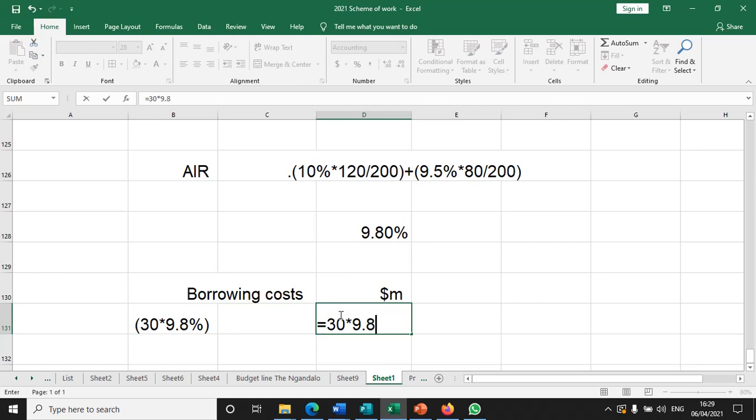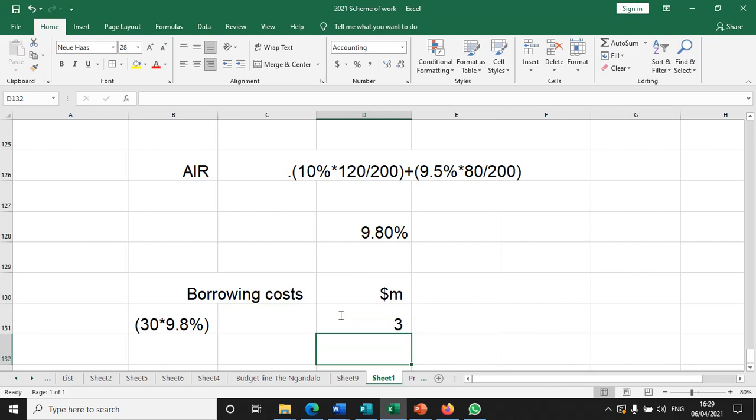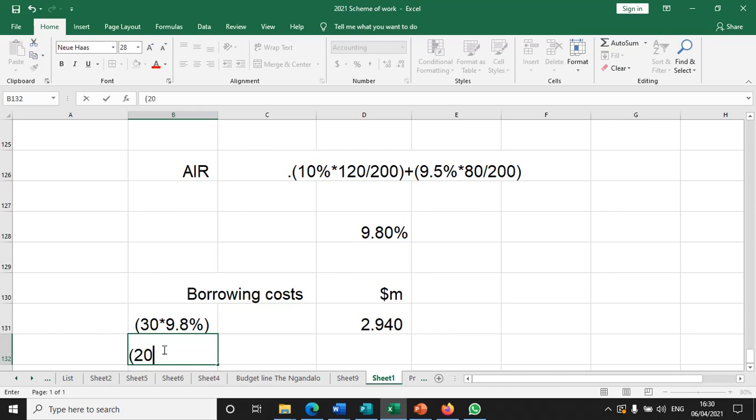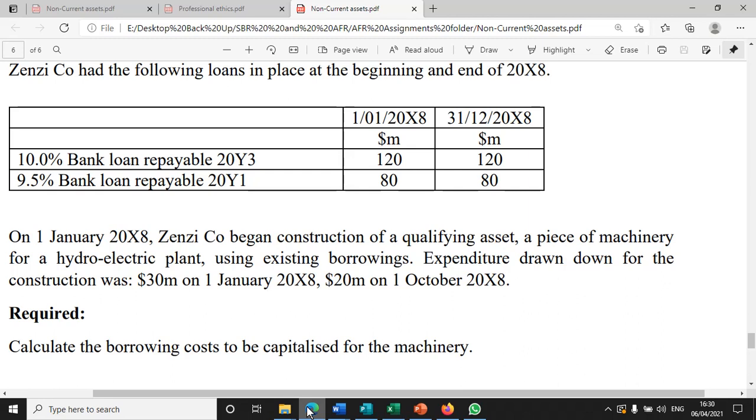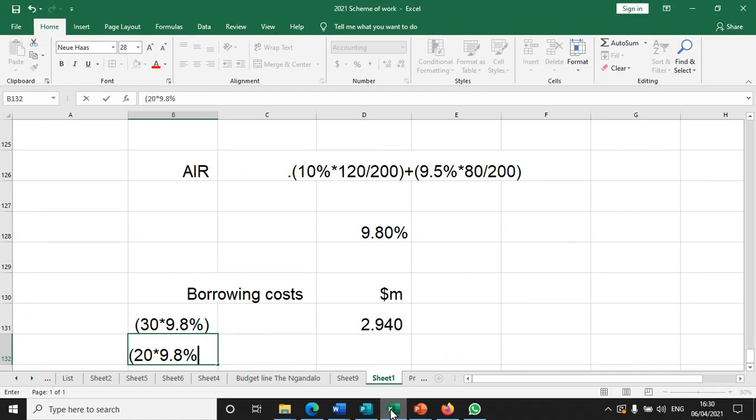Okay, that gives us 9.8%. So there's a 3 there. We did our decimals, we'll find that. And the second one was 20 million drawn down. Make reference to the question, please. Your question says the 20 million was drawn down on 1st October. So 1st October to December, how many months? We have got 3 months.